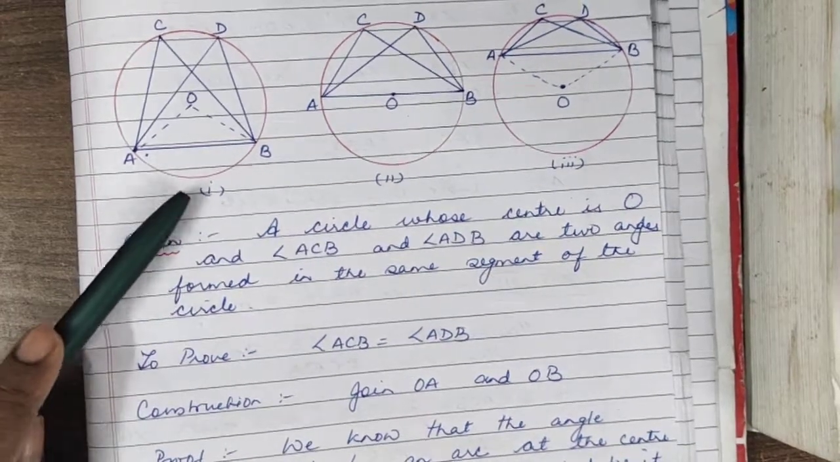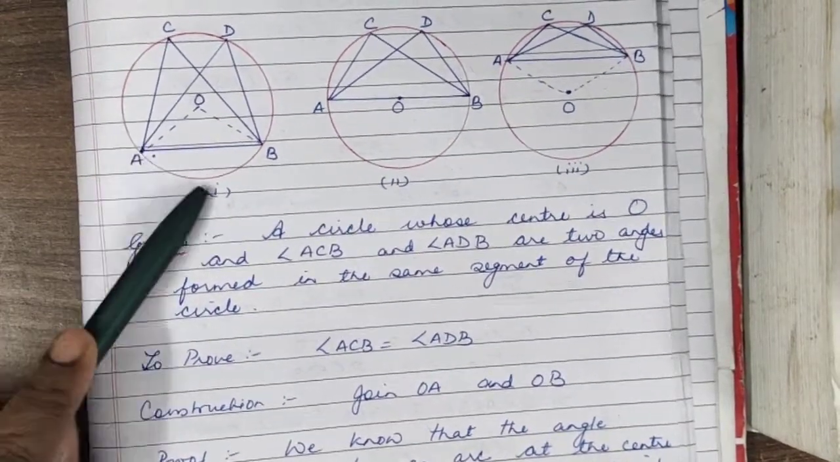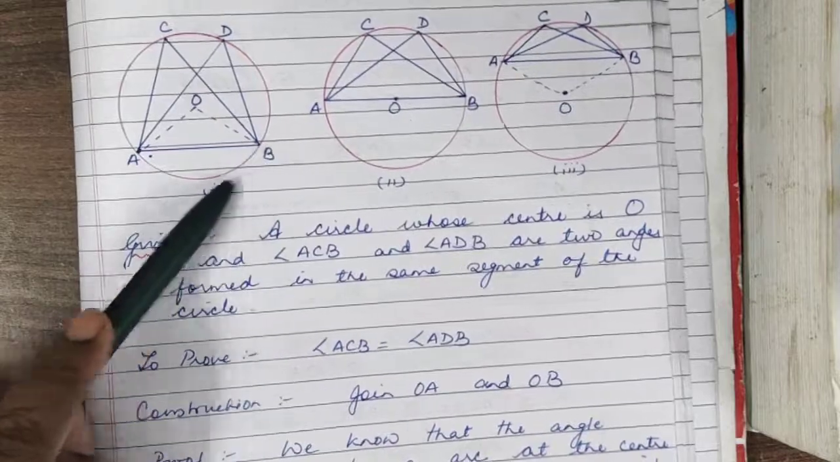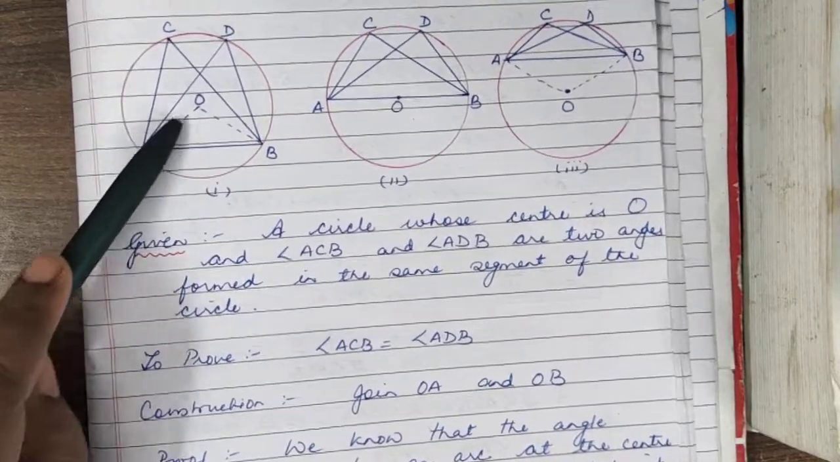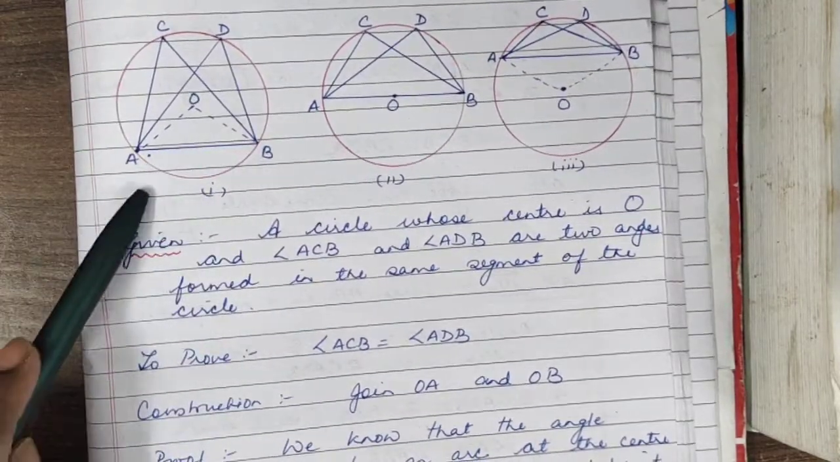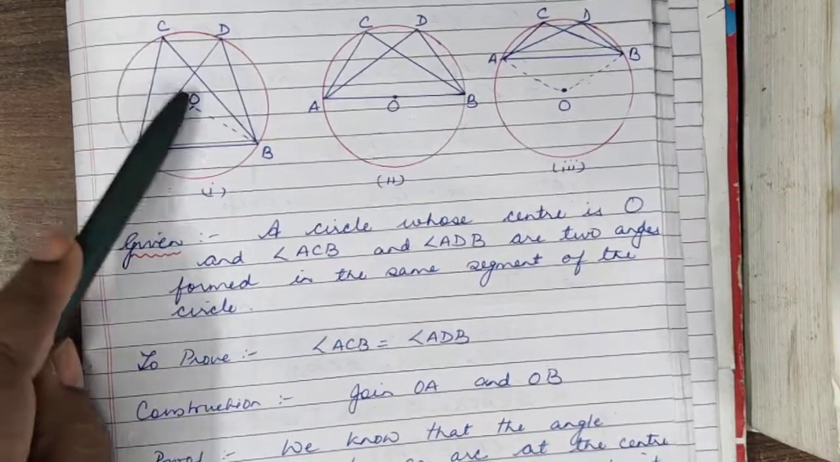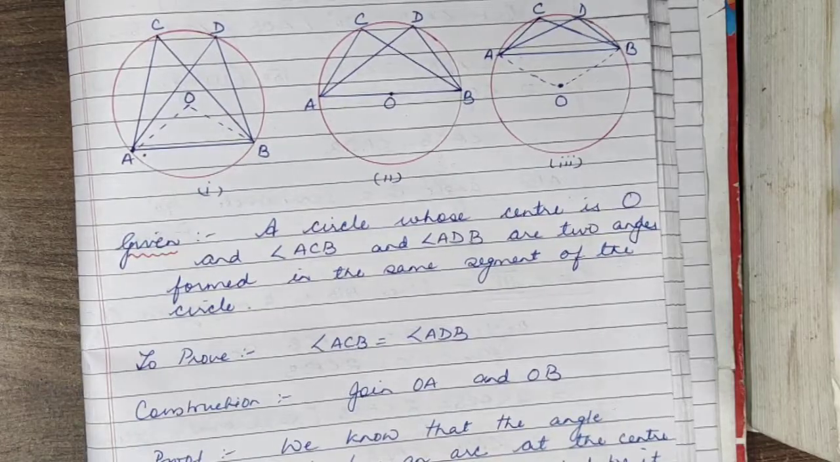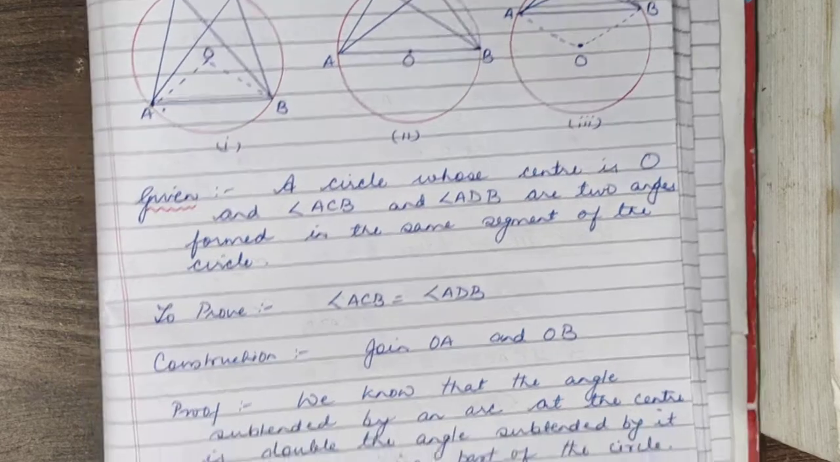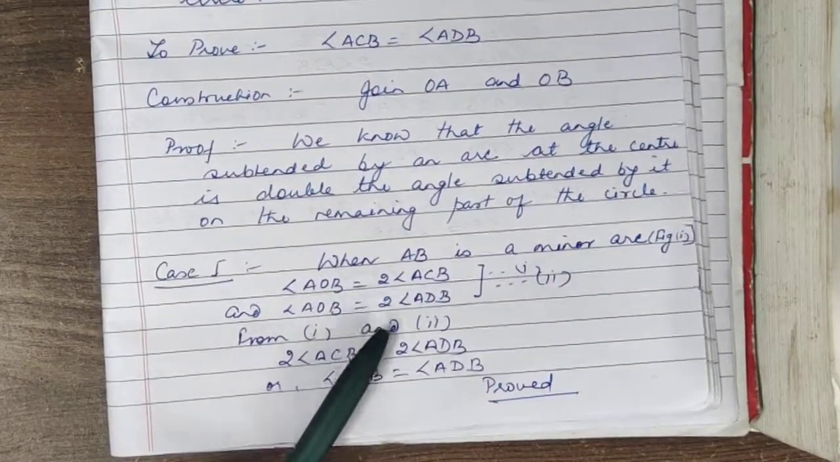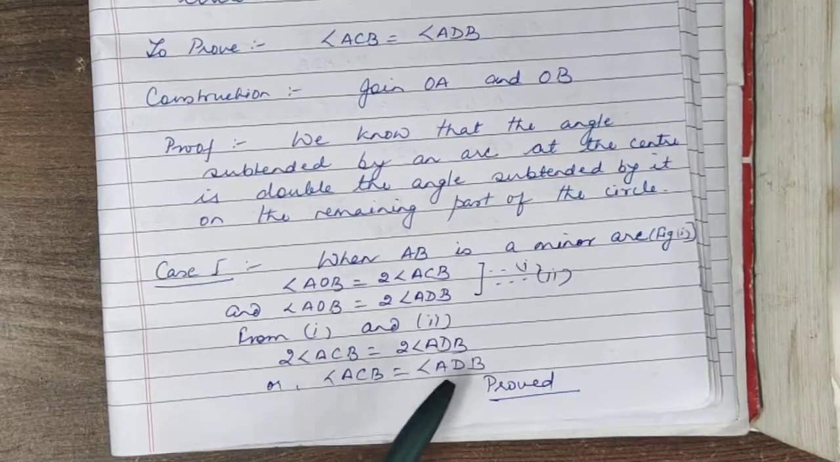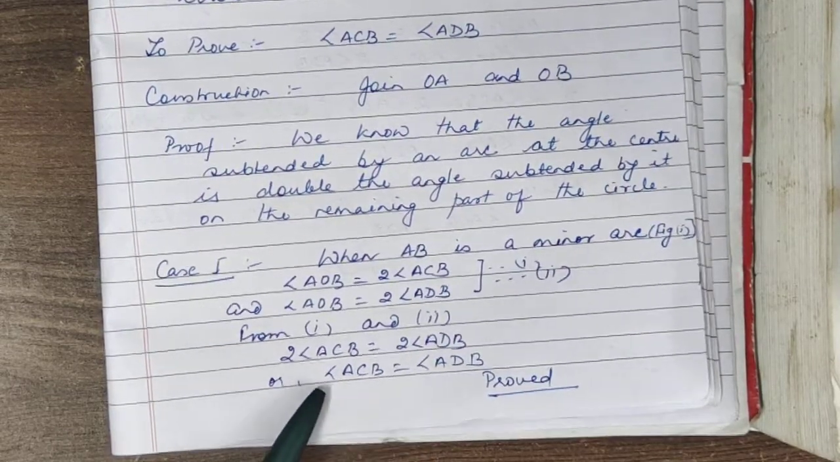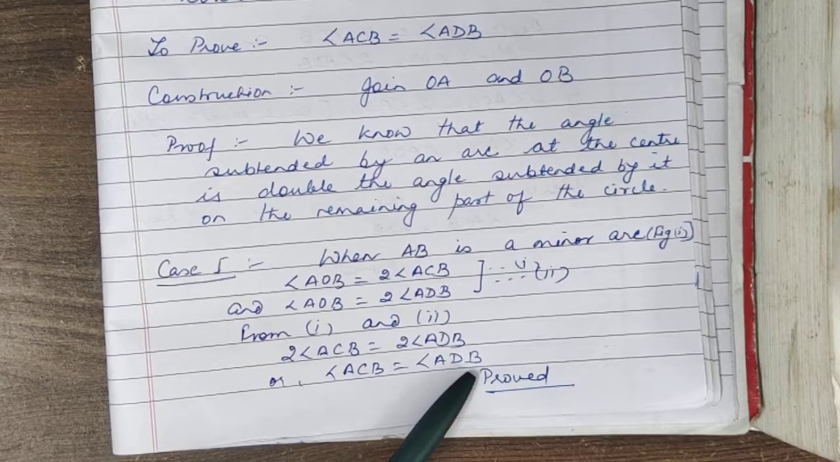Now let us see case 1. In this case, AB is a minor arc. So the angle subtended by it at the center is angle AOB. So angle AOB will be equal to twice angle ACB. Similarly, angle AOB will be equal to twice angle ADB. So when you equate both right hand sides, you will get twice angle ACB equals twice angle ADB, or ACB equals ADB.